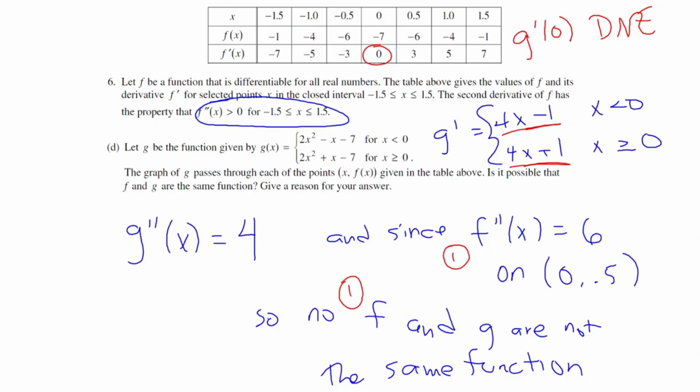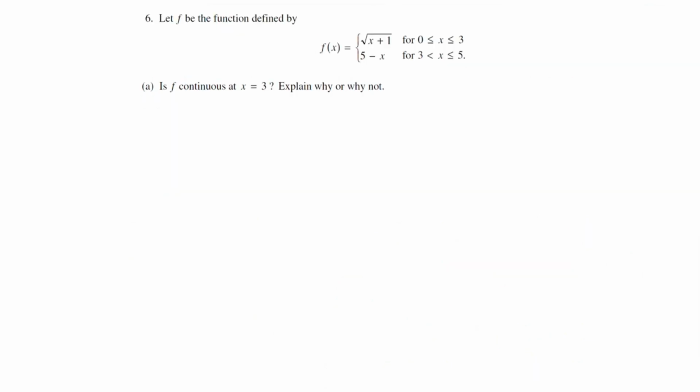That was question number 6 from the 2002 AP Calculus AB exam. All right, this is question number 6 from the 2003 AP Calculus AB exam. We're given a function, f of x equals root x plus 1 for 0 to 3, and 5 minus x from 3 to 5, right? And this is a function FRQ. And we want to find if f is continuous at x equals 3.